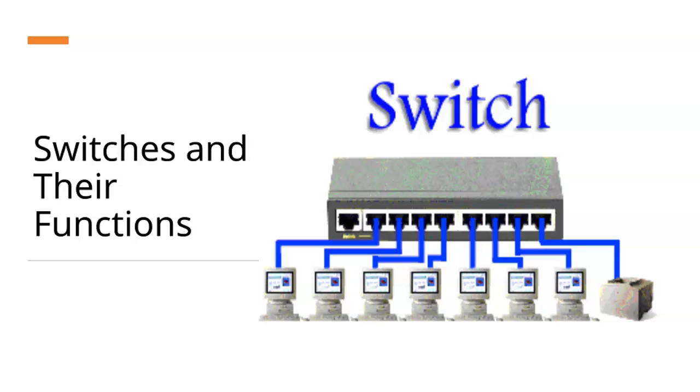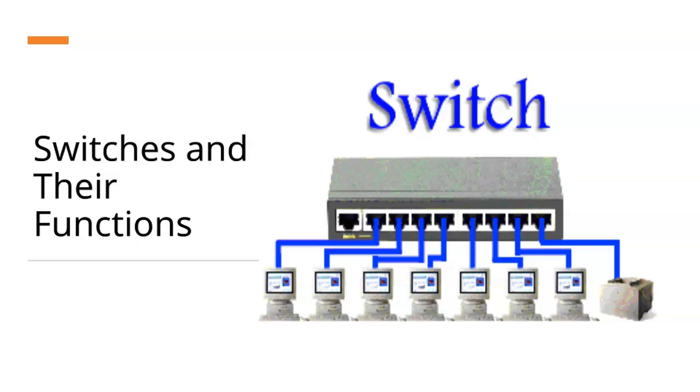5. Collision domain. Each port on a switch is its own collision domain. This means that devices connected to different ports can send and receive data simultaneously without interfering with each other, unlike in a hub where all devices share a single collision domain.